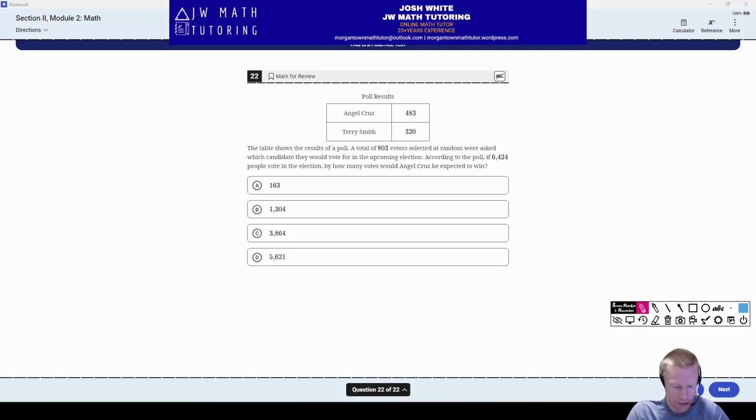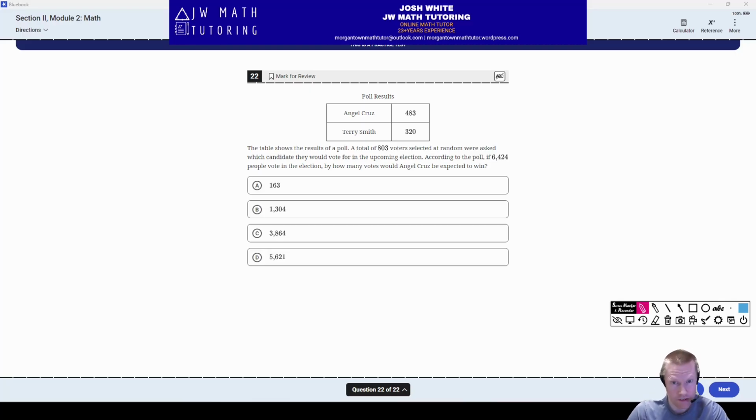All right, last up, we have a problem where they give you a sample of votes and then they tell you the total number of votes, and this is where it gets a little tricky: by how many votes would this person be expected to win out of the total number of votes? So, not how many votes Cruz gets or Smith gets, but what is the difference between them? There are two ways to think about this.